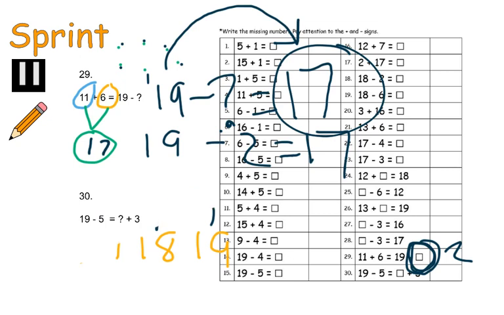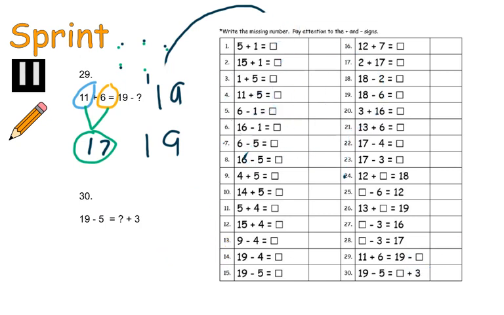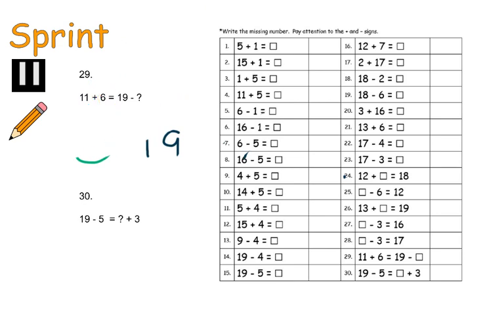Okay? All right, this is great. Alrighty, number 30, the last one. Our problem is 19 minus 5 equals, question mark, I don't know, something plus 3. So we have to figure out, what does 19 minus 5 equal? And then we have to make 3 and something equal that same amount.